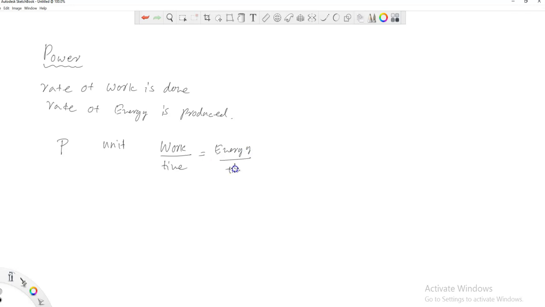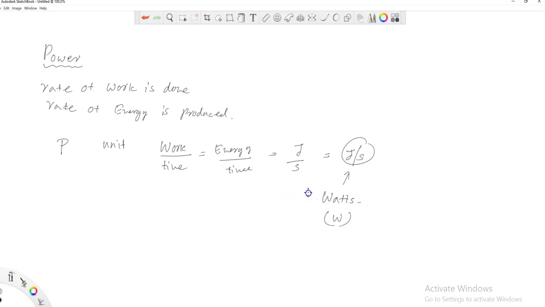divided by time. We know that work and energy are measured in what? Joules. Time, second. So this is joules per second. This is the unit. This unit has a name, it's watts. And watts are indicated by W.